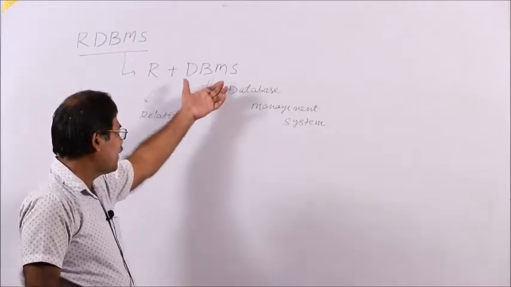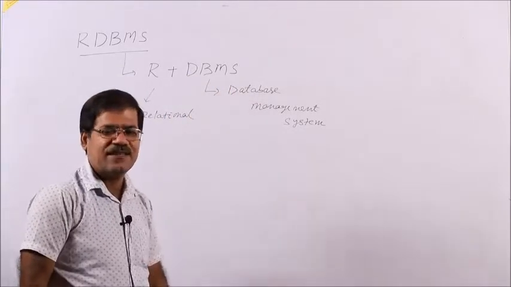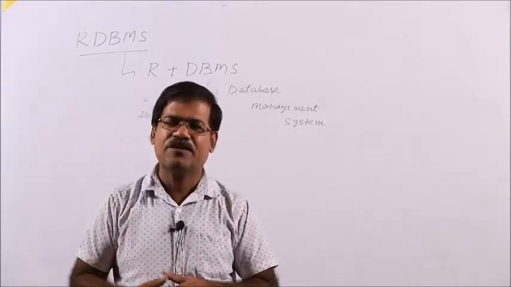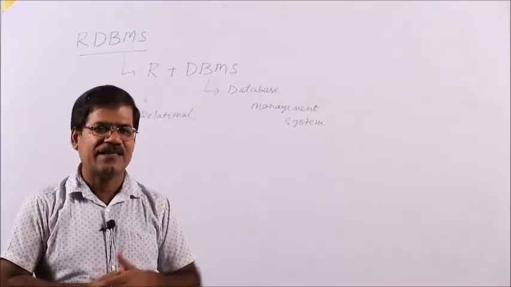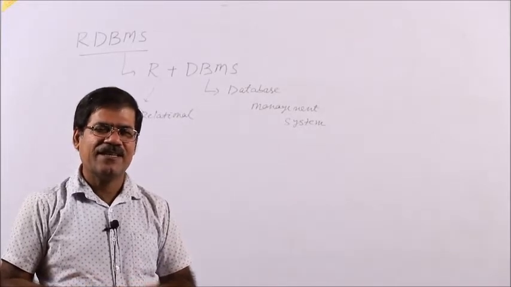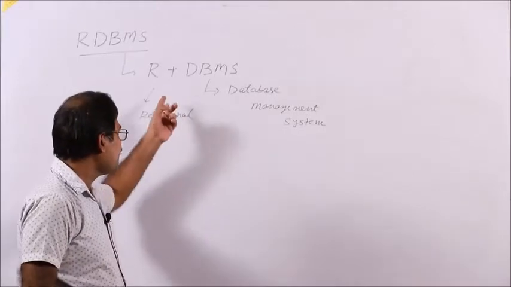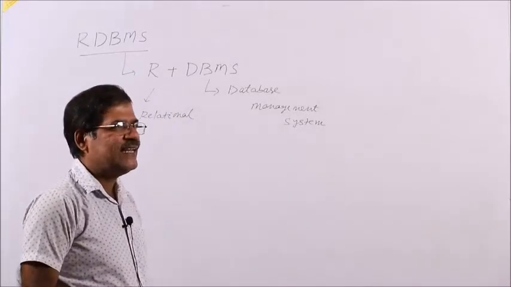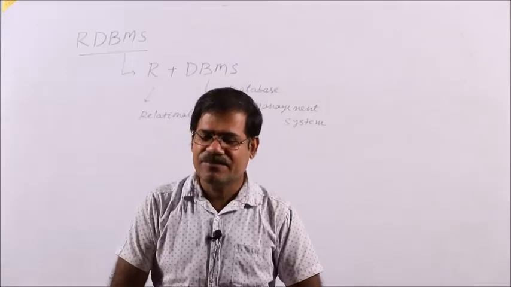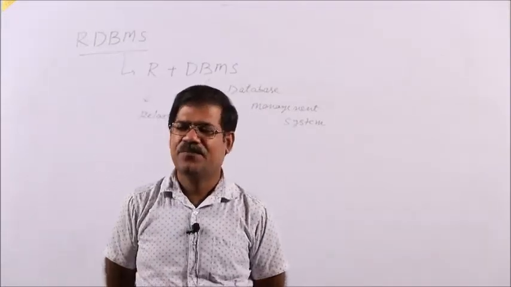Similarly, first we go for database management system, and after that we go for relational database. Database covers the basic concepts: what the data is, how to manage the data, what the advantages and disadvantages are. Everything is covered in database. But in RDBMS, what does the relational concept basically mean?